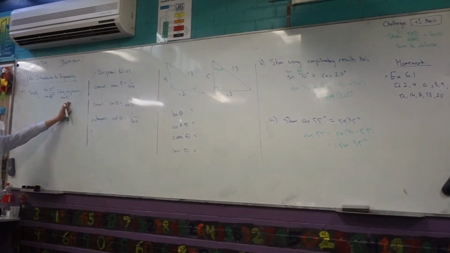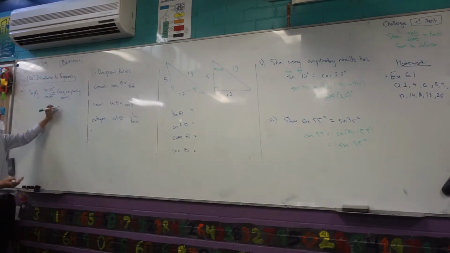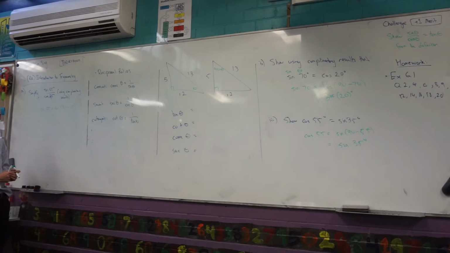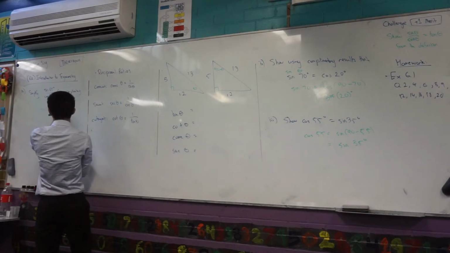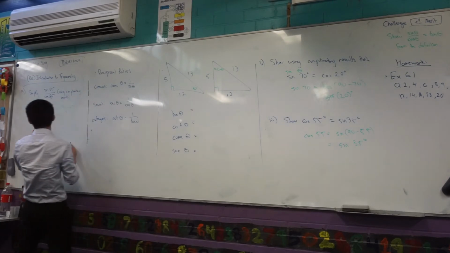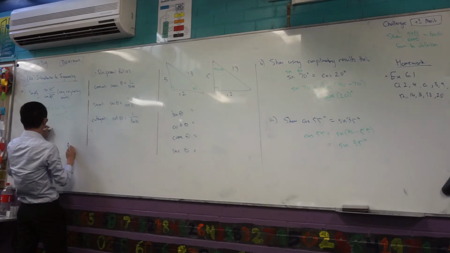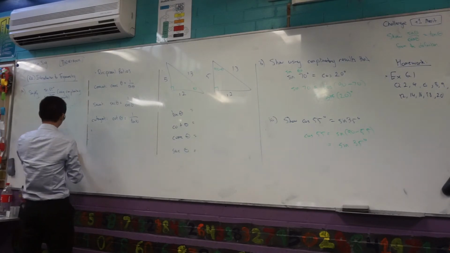We're going to use our complementary results here. First things first, you want to try and change one of them to be the same as the other. So I want to use my complementary result to have sine 65 equal to something else. What am I going to get? Yeah, that's right, 25. So sine 65 degrees equals cos 25 degrees. Exactly, right? So you can substitute that in as cos 25 over cos 25, which is 1. Easy.